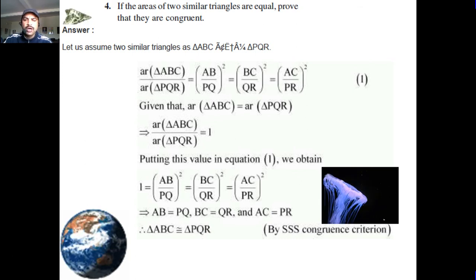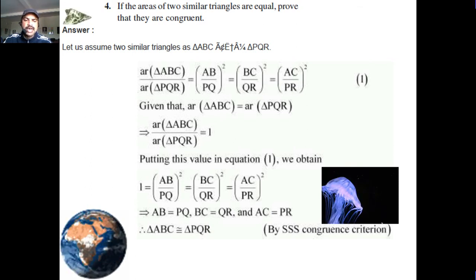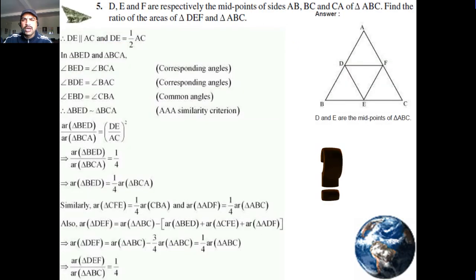Putting this value in equation 1, we obtain first (AB upon PQ) whole square, (BC upon QR) whole square is equal to (AC upon PR) whole square. AB is equal to PQ, BC is equal to QR, AC equal to PR. Triangle ABC is congruent to triangle PQR by SSS congruency criterion.